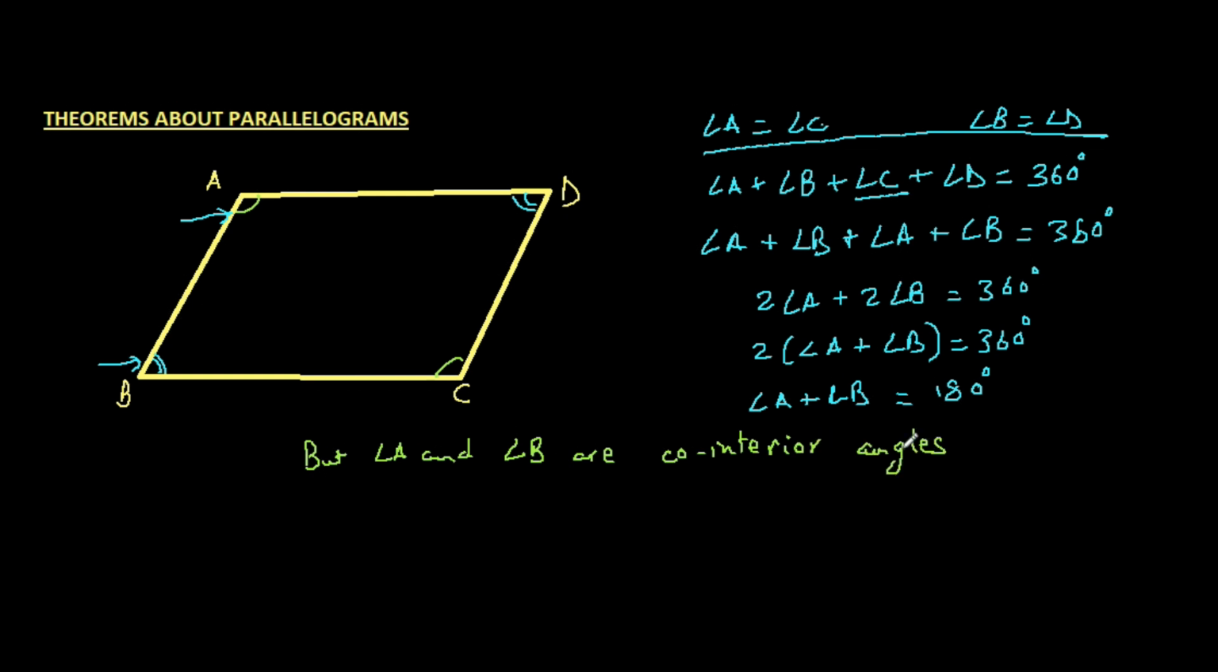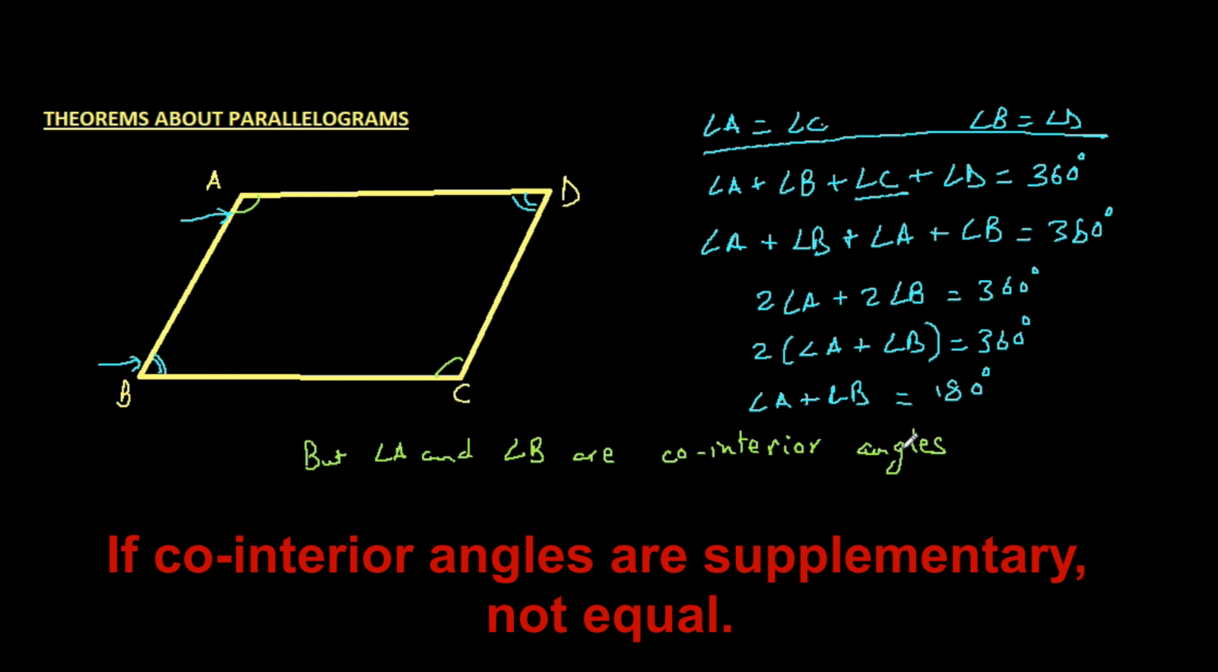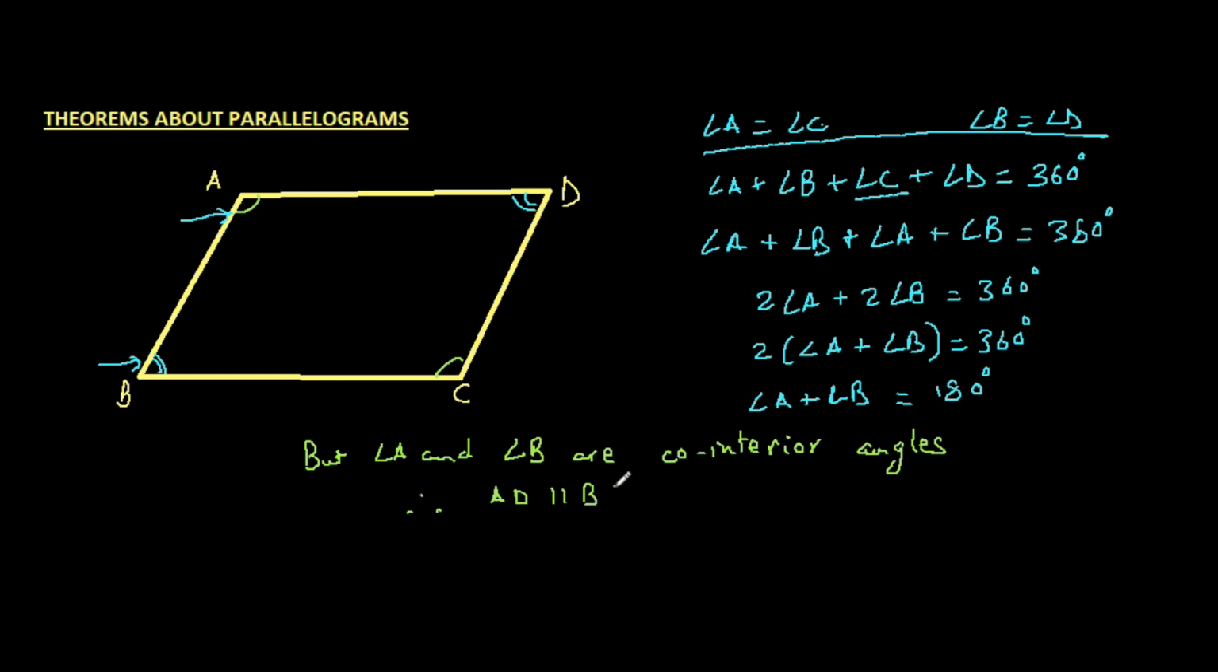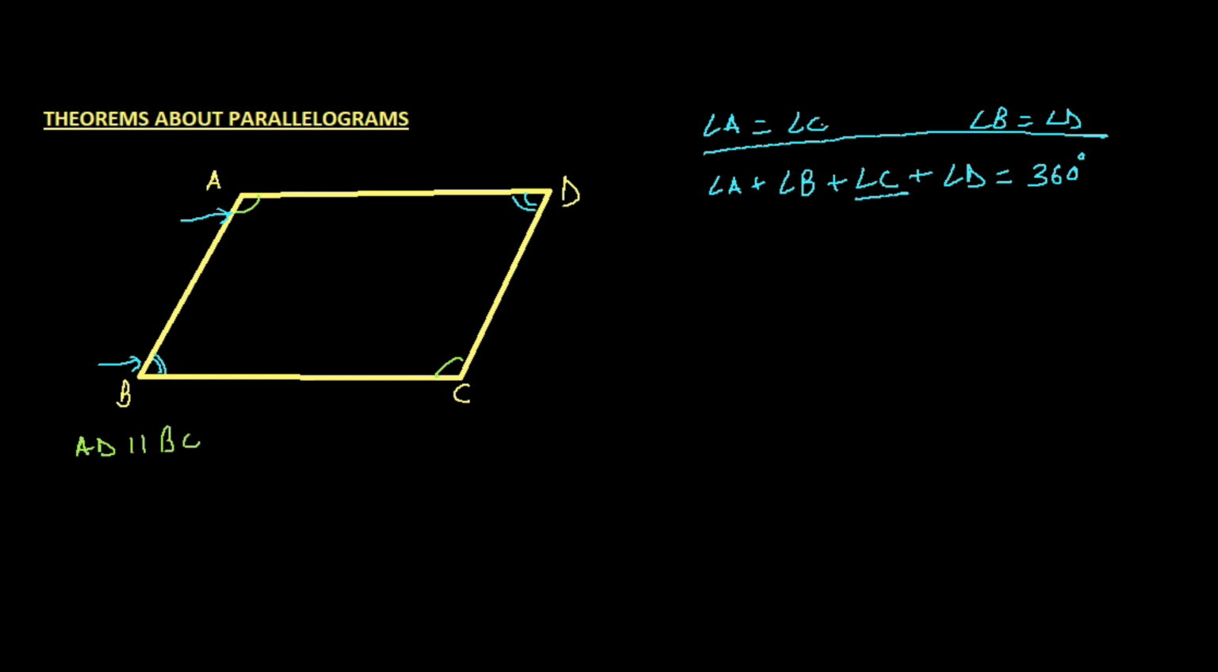And we know that if co-interior angles are equal, then we can easily conclude that the lines are parallel. So we can say, therefore, AD is parallel to BC. Right, so one part of the theorem is done, that we proved that AD is parallel to BC. So we can write that here, AD is parallel to BC, and let me remove the rest of the things here. The second part we need to prove.